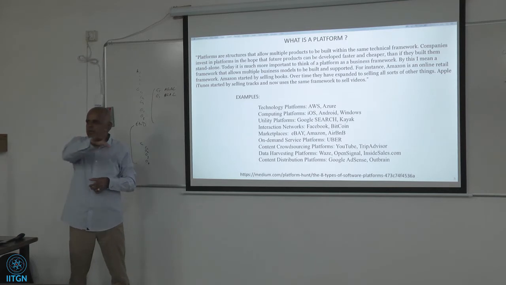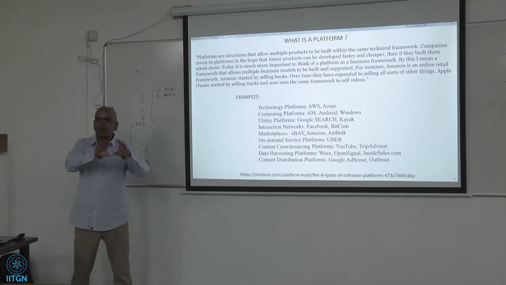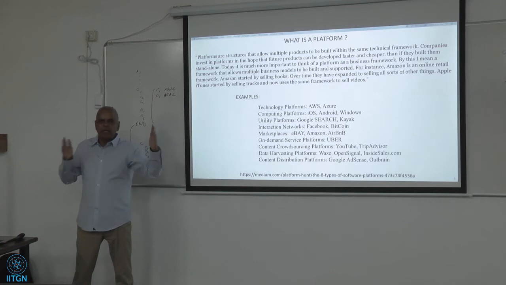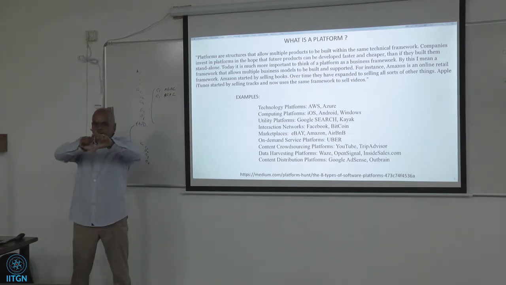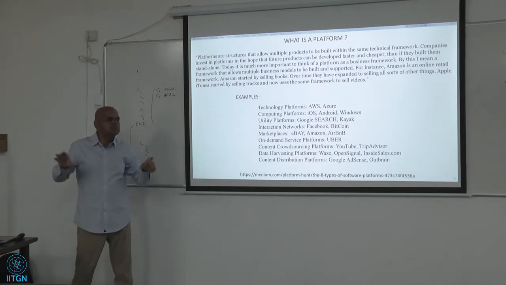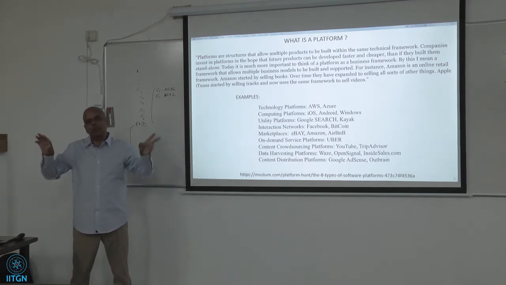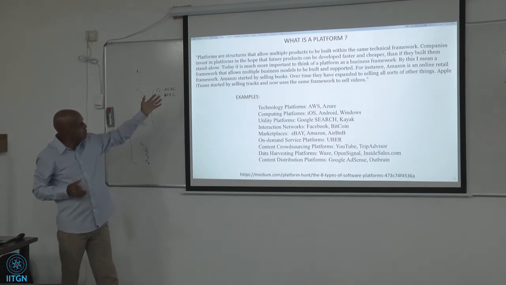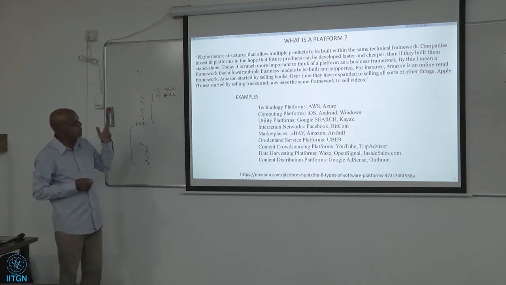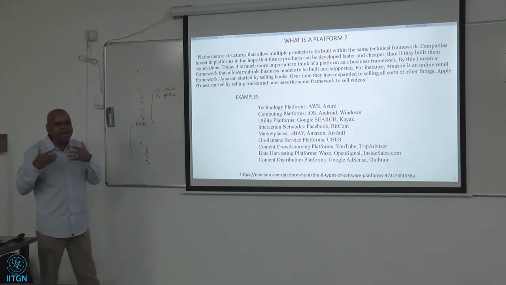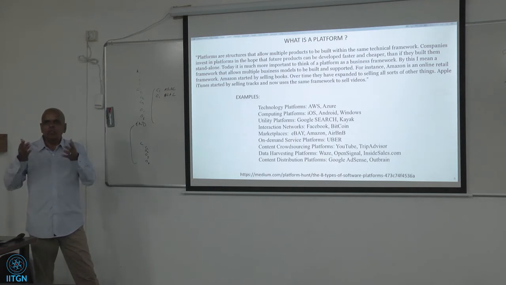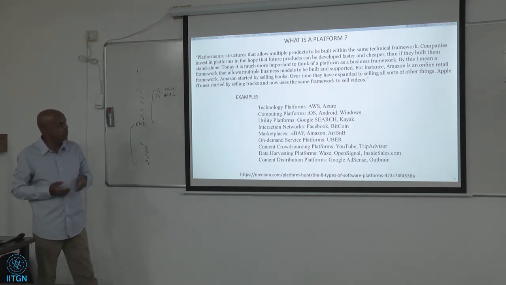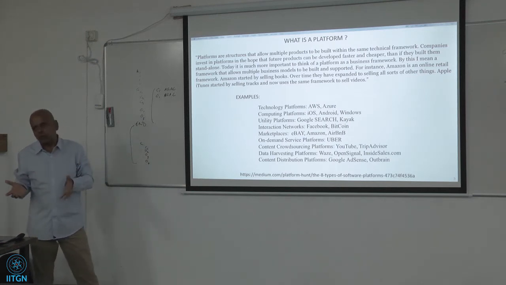So a platform in the architecture is horizontally very wide. Here to there, I can design vertical applications or vertical products all standing or sitting on the same layer. And that layer is called a platform, basically. So platforms are structures that enable multiple products, applications, services to be built within the same technical framework.